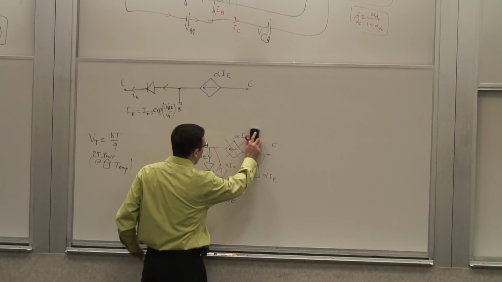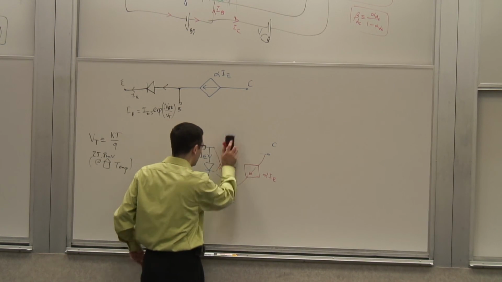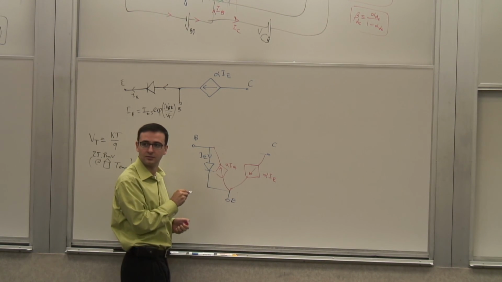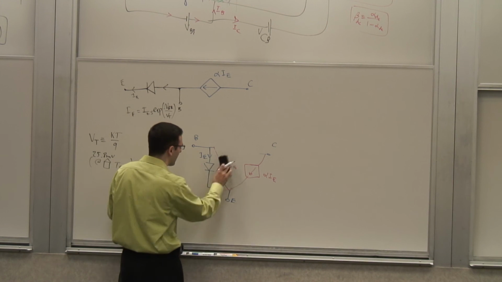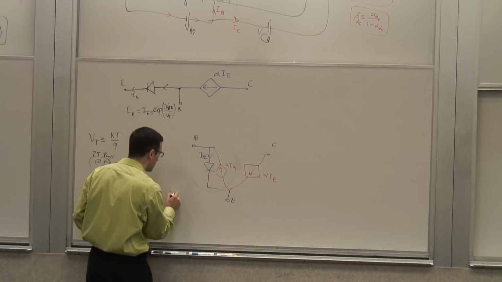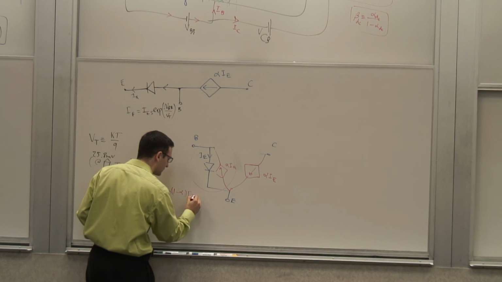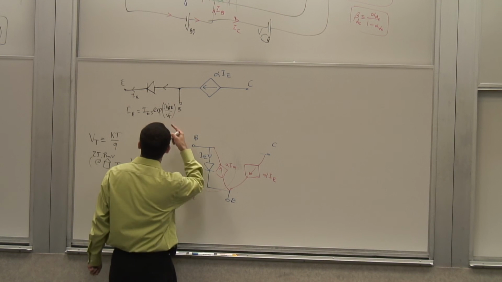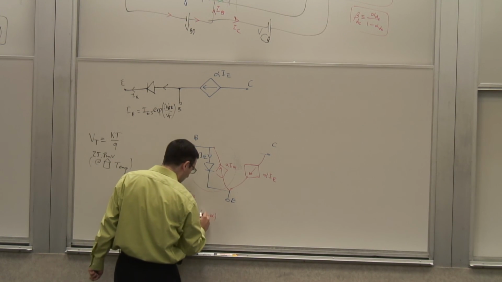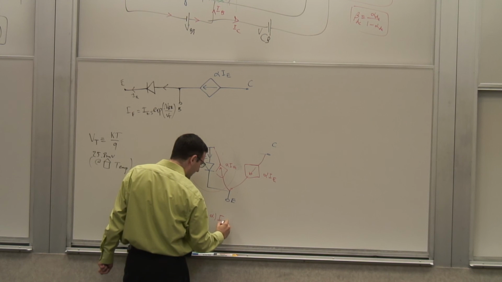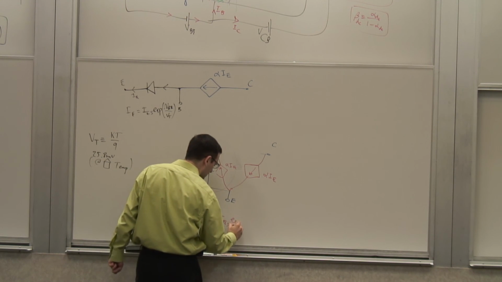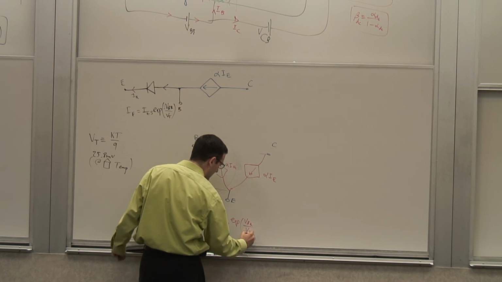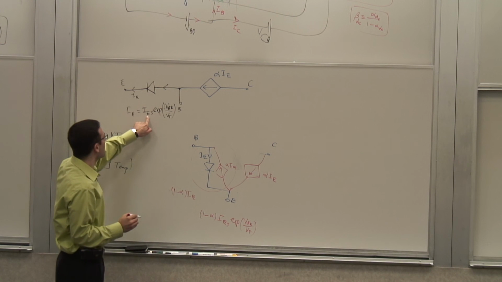Okay, now let's look at that and see. So I remove it and put it here. And I notice one thing. If this is IE, this is alpha IE, right? So I can replace this whole thing with a different network which carries (1 minus alpha) IE, right? So if I change my IS, instead of using that IS, I use (1 minus alpha) IES, e to the VBE over VT, I'm fine. And I notice one more thing from here.